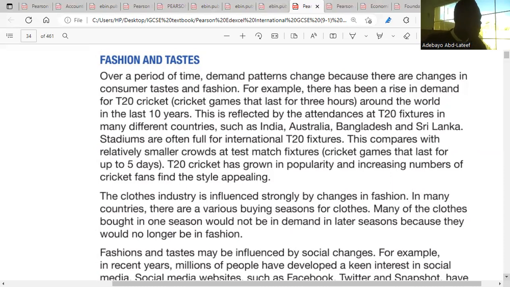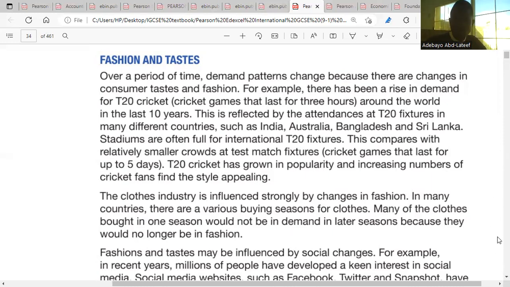This is what we're talking about, fashion and taste. Old-fashioned products, their demand will fall. The latest is what people are associated with. The demand will rise, shifting the demand curve rightward. So people go with trend. Things that are trending, the demand for such products will shift rightward. Old-fashioned products, the demand will shift leftward. Is it clear? That's about fashion and taste.